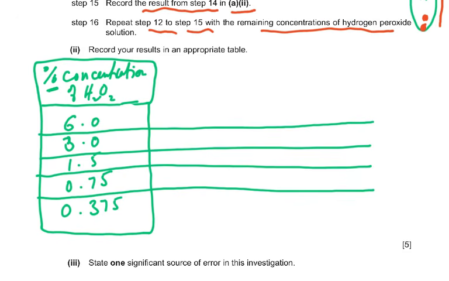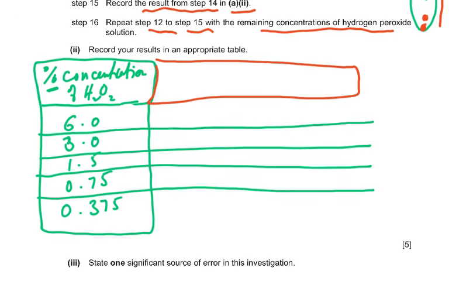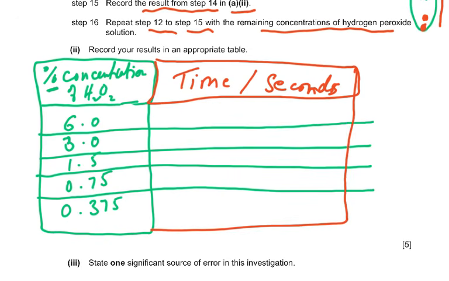Then the second column is the dependent variable. The dependent variable is what? What are you measuring? The time in seconds to reach the surface. So time, seconds, and no units in the body of the table. So you make this here.